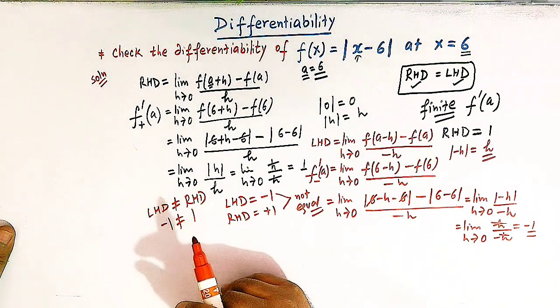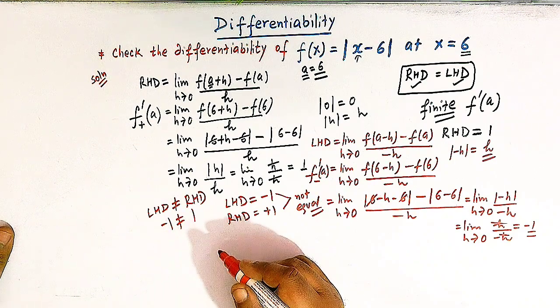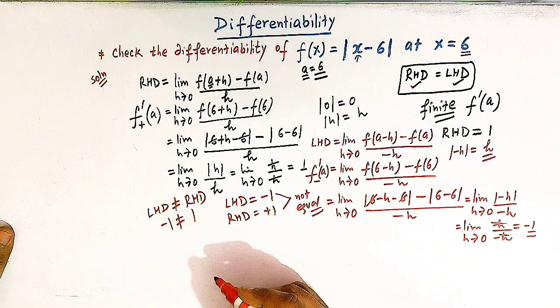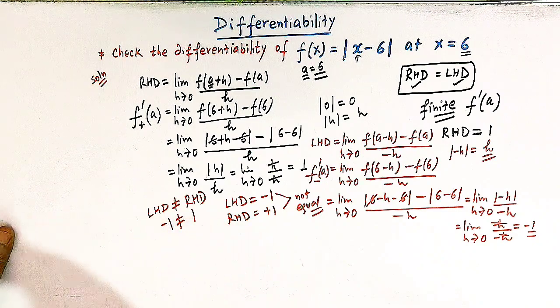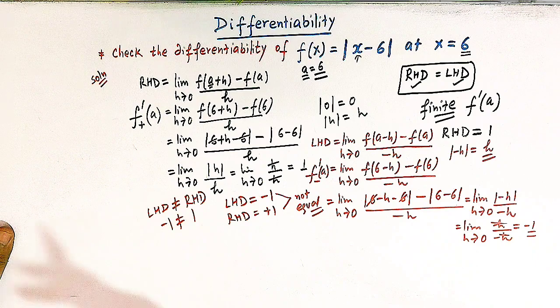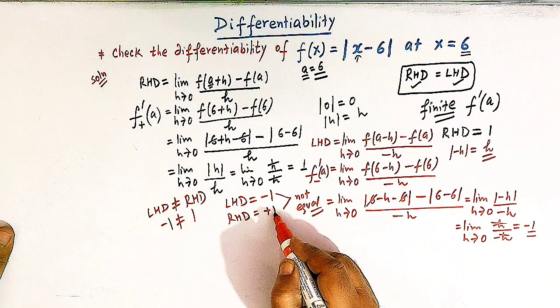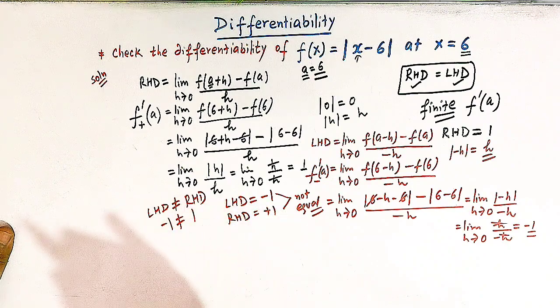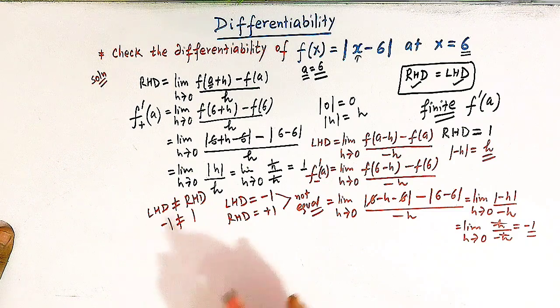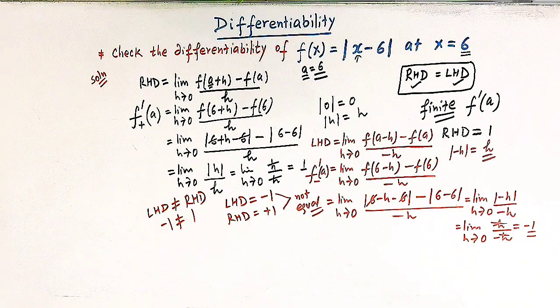So whenever we say that a function is not differentiable at a given point, it implies that we do not have a unique tangent, right? A function is said to be differentiable if it has a unique tangent at the given point. So the left hand derivative and the right hand derivative should give the same quantity. In this case, these are minus 1 and 1, so these two are different. It implies that we do not have a unique tangent. So this function is not differentiable at the point x equal to 6.